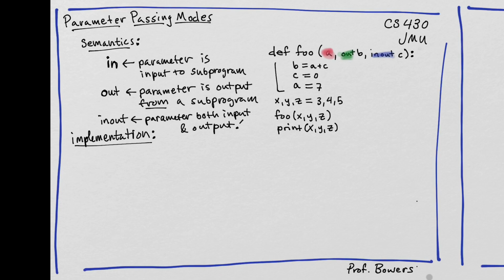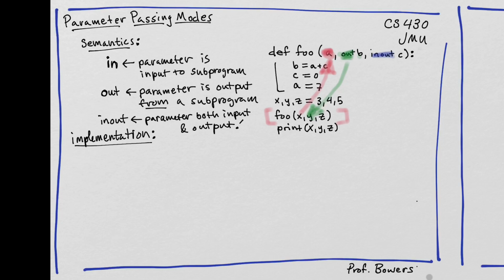So the way to think about it is with in-mode parameters, you're used to this. When I call the function foo with the in-mode parameter A, I'm copying the value from X into A. With the out-mode parameter B, I'm not actually copying the value of Y into the value of B. In fact, I'm doing the opposite. Whatever value foo sets to B is going to be copied back into Y.